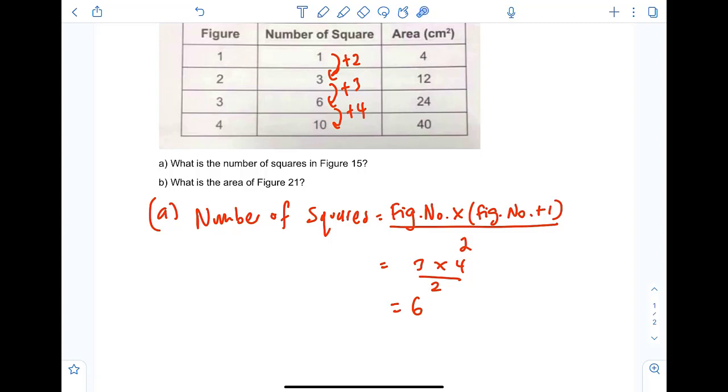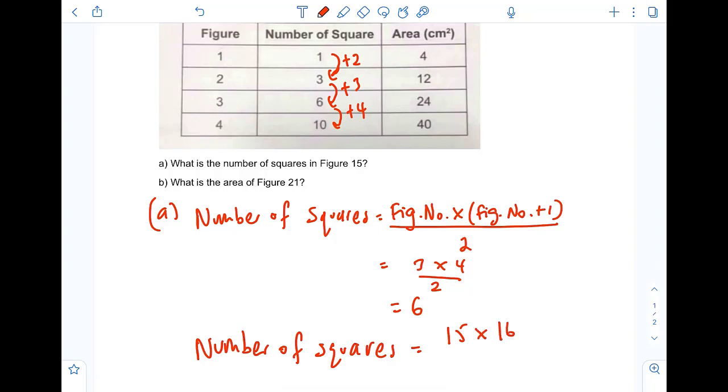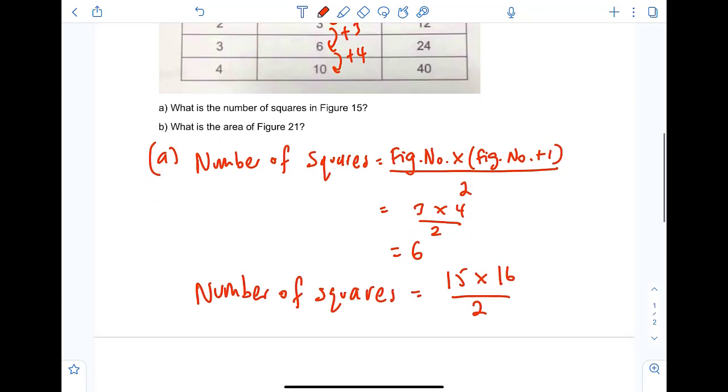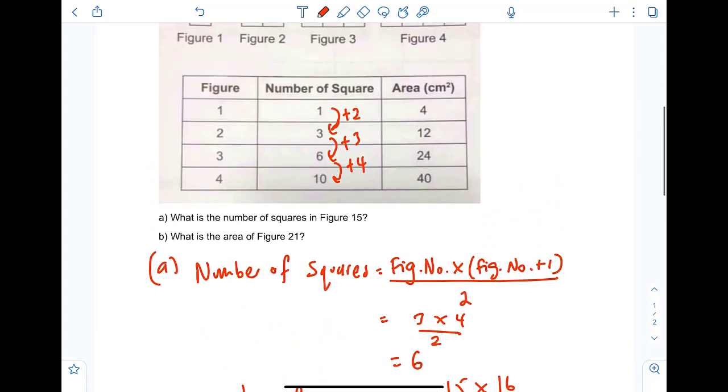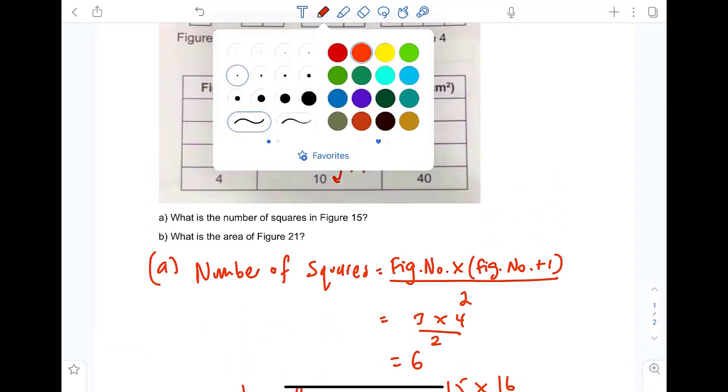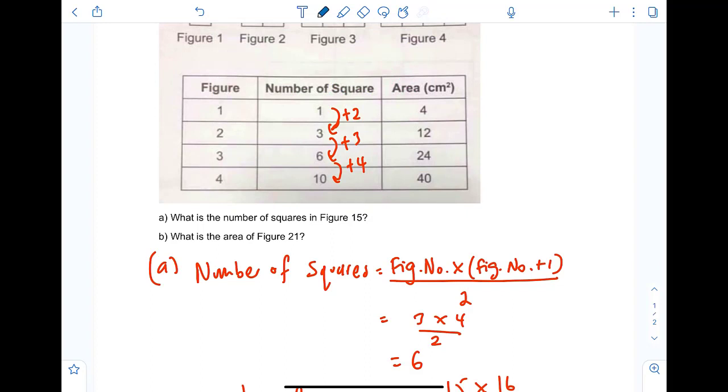What is the number of squares in figure 15 then? Use the same formula. In figure 15, that will be 15 times 16 divided by 2. 15 multiplied by 16 divided by 2, that will be 120 squares in figure number 15. Alright, now for part B, what is the area of figure 21?